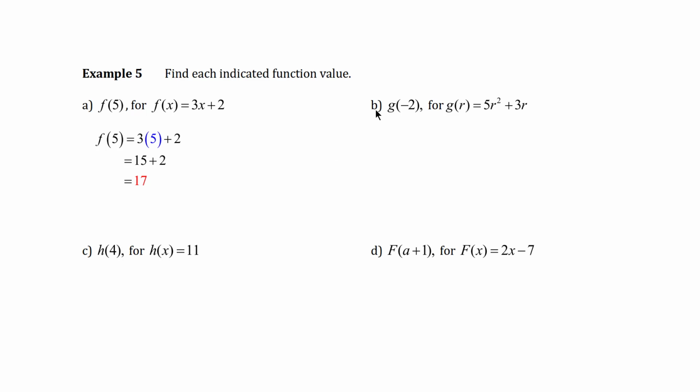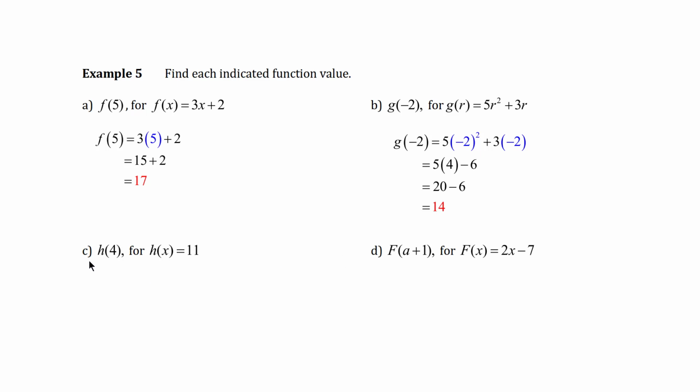Moving on to part B, we need to find g of negative 2 for the function g of r equals 5r squared plus 3r. To find g of negative 2, we just substitute in negative 2 in for r and simplify. We have g of negative 2 equals 5 times negative 2 squared plus 3 times negative 2. Simplifying this, we get g of negative 2 is equal to 5 times 4 minus 6, which is equal to 20 minus 6, which equals 14. So g of negative 2 is equal to 14.